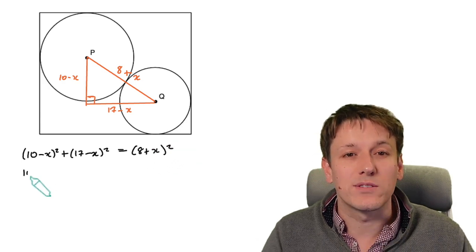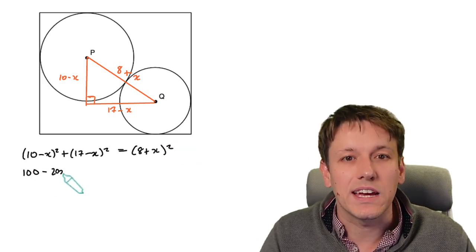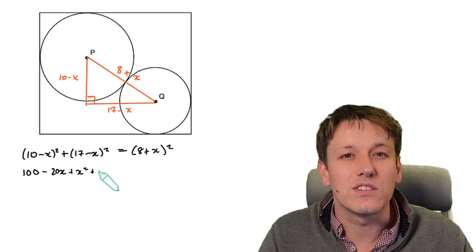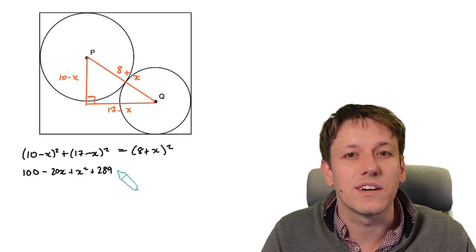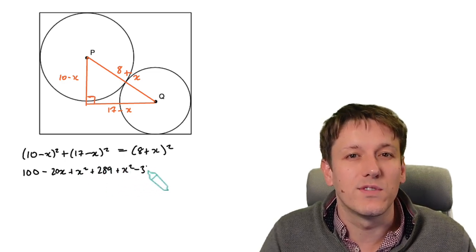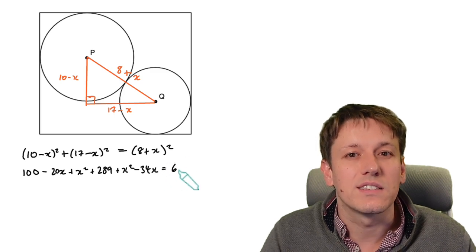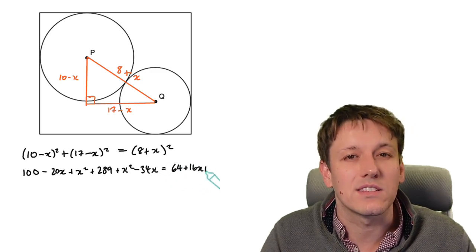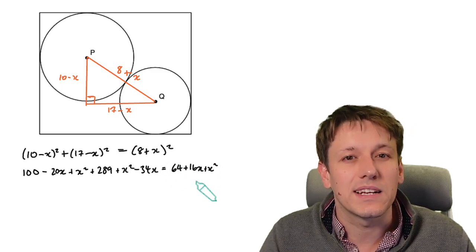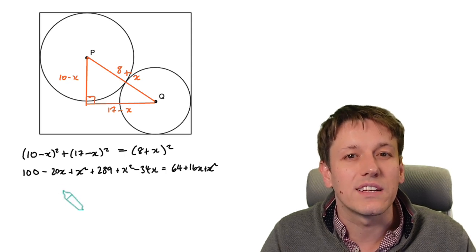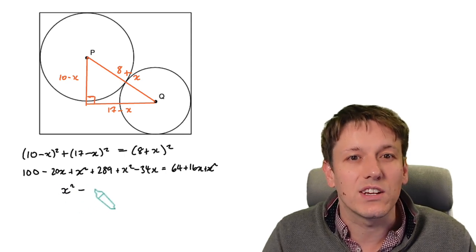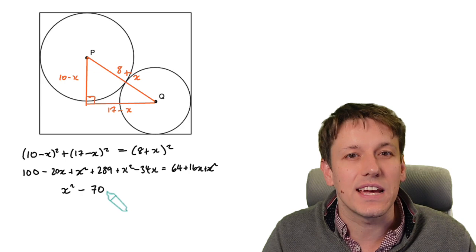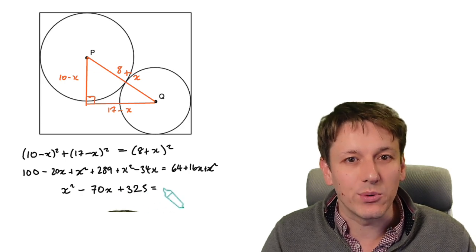And then we just multiply out all of the brackets. 100 minus 20x plus x squared. 17 squared is 289, so I get 289 plus x squared minus 34x there. And on the right hand side, 64 plus 16x plus x squared. Now if you cancel terms, collect everything together on the left hand side and simplify, we will get the quadratic equation x squared minus 70x plus 325 equals 0.